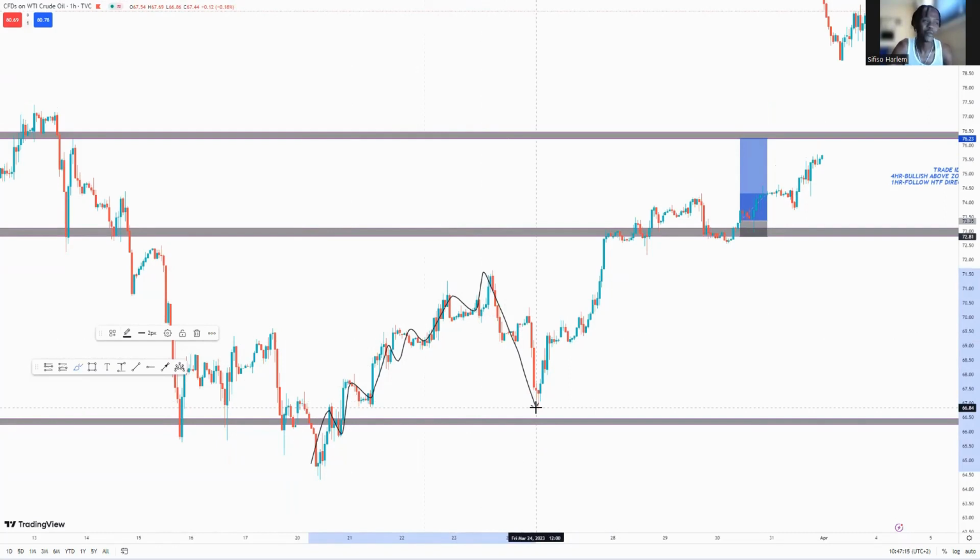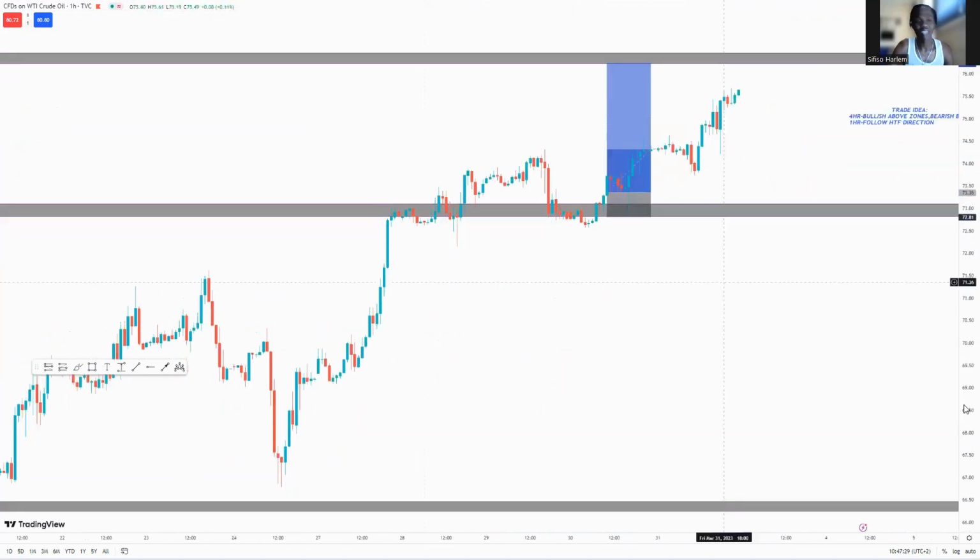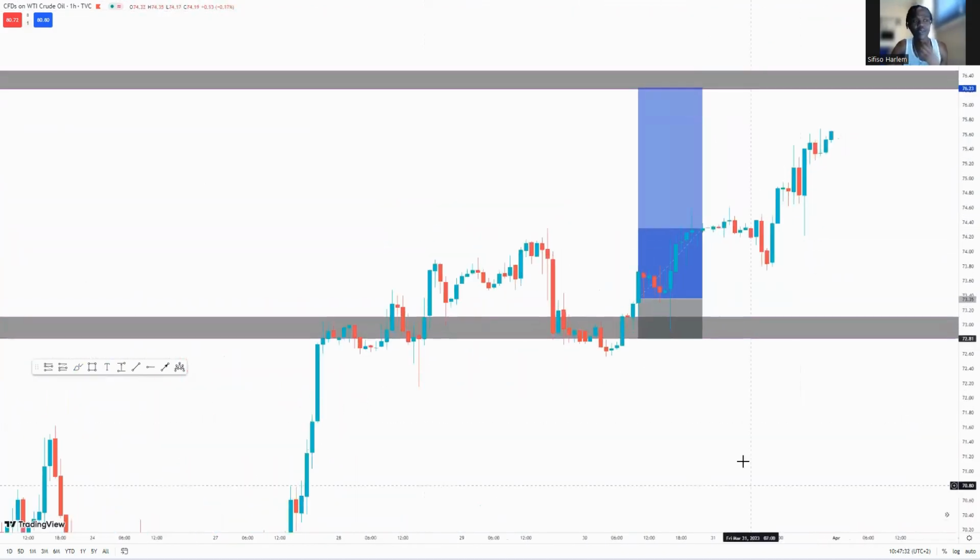And then we have a pullback, right? And then a continuation, boom, higher high, higher low, higher high, higher low, higher high. And then we have a pullback again on that very same zone, and then price continued to the upside. So let's break down everything. The main thing that we want to share right here.